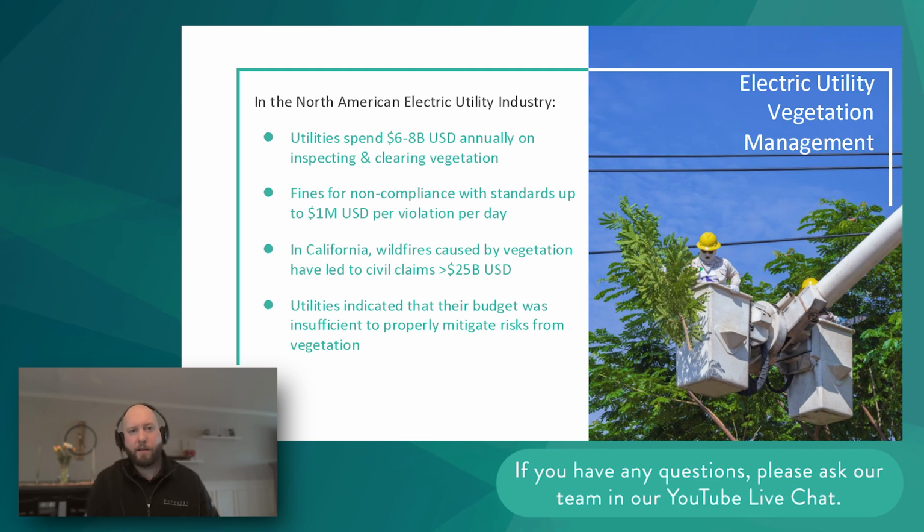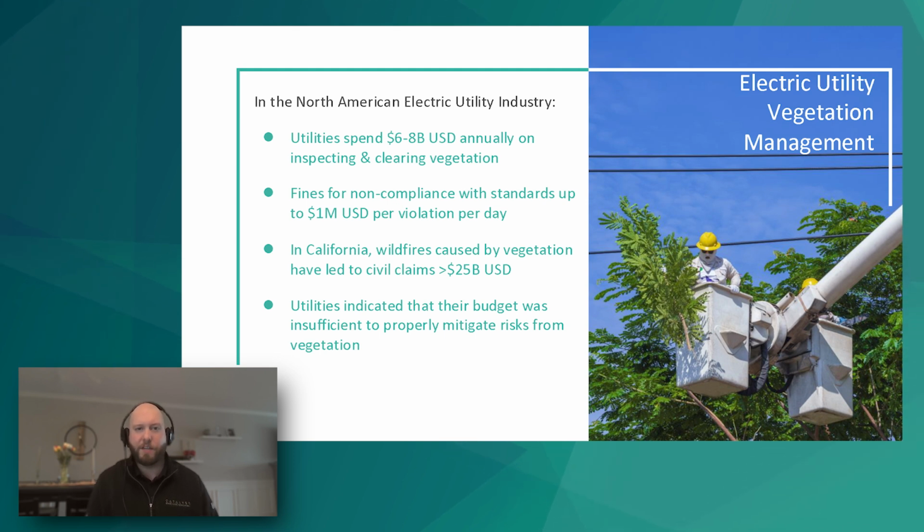In North America, in particular, utilities are spending billions of dollars annually on inspecting and clearing vegetation from their overhead lines. Fines for non-compliance are up to about $1 million per violation, and in California in particular, wildfires caused by vegetation encroachment have led to civil claims in excess of $25 billion.